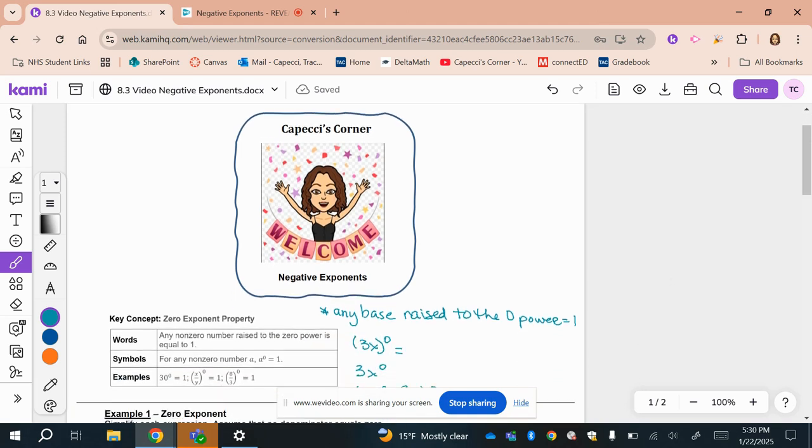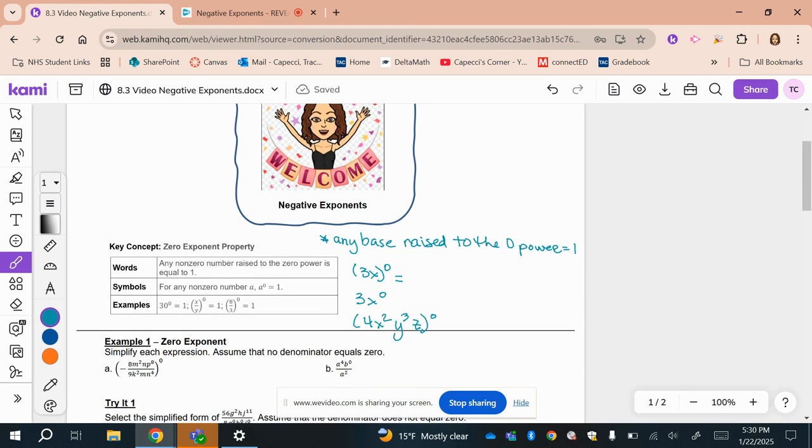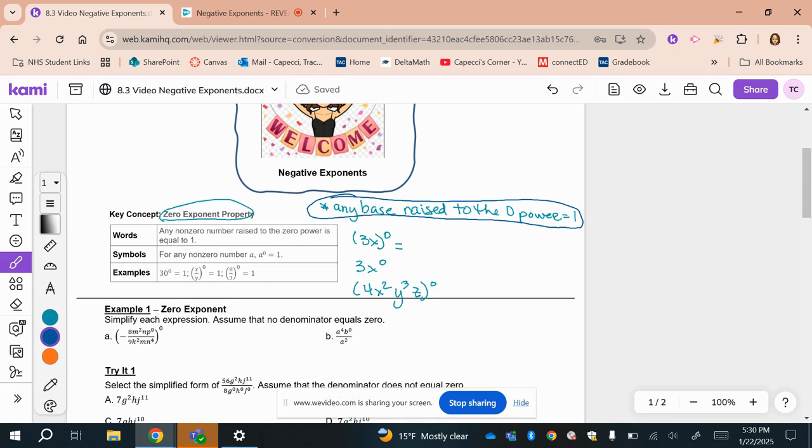Corner, we're going to look at negative exponents. Before we look at negative exponents, we're going to look at the zero exponent property. What that means is any base that's raised to the zero power is equal to 1. So let's look at some examples.